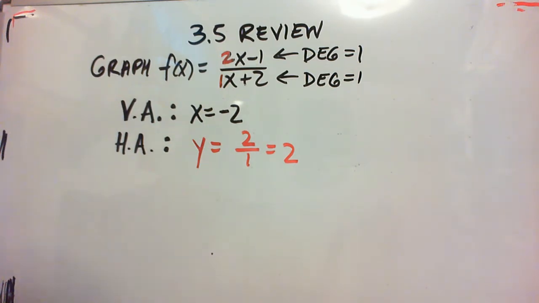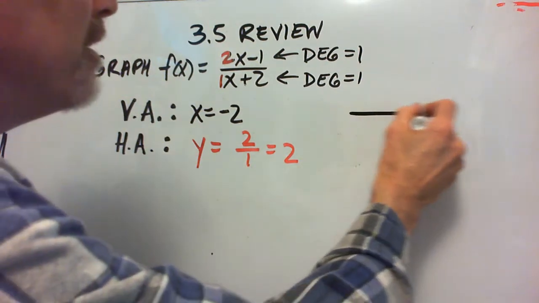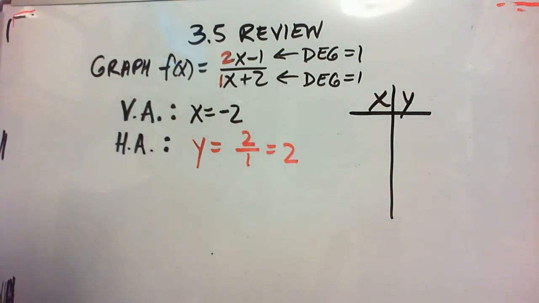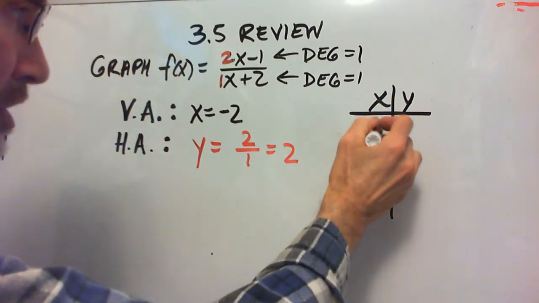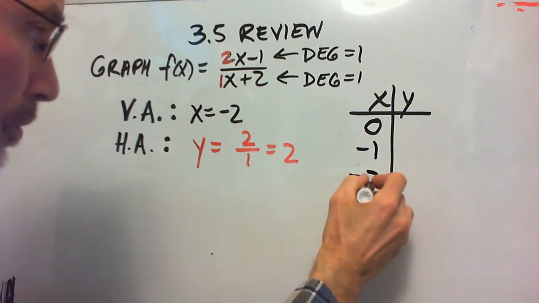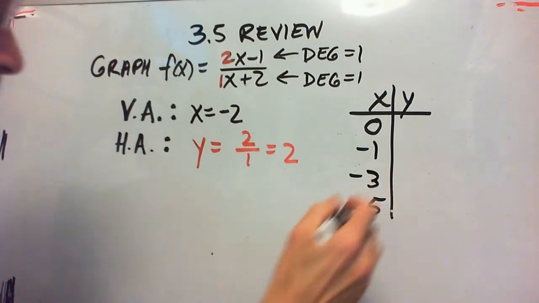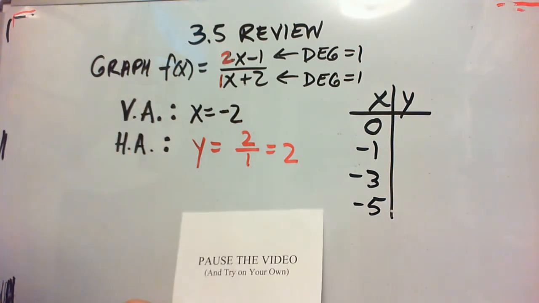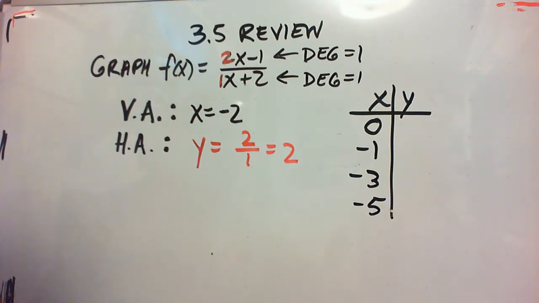Okay, the next thing you have to do is plot these asymptotes and then find some more points on each side of x equal negative 2. And again, we only need a couple on each side. I would suggest 0, negative 1, negative 3, and negative 5 for x values. Find those solution points, plot your asymptotes, see if you can finish this graph. So pause the video, try this on your own.